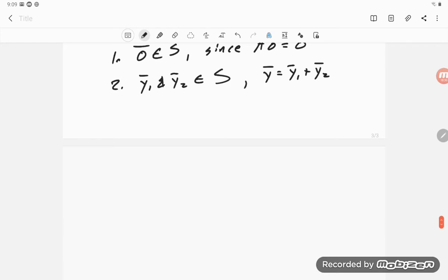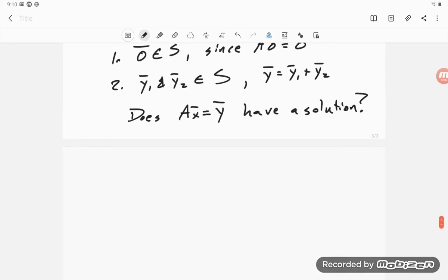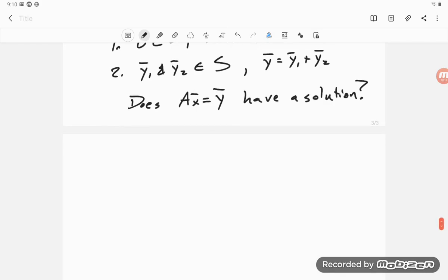Okay, so now I need to know, well, that's kind of an interesting way to spell it. Does Ax equal y have a solution? Okay, that's what I need to show in order to show that y is in here. So see, it's a little odd trying to show this, but sure, I can show it. So I need to produce that solution.